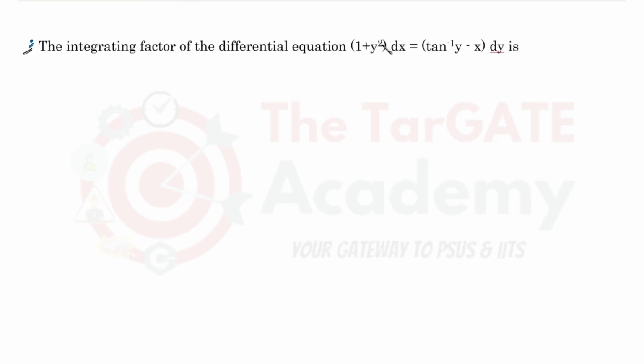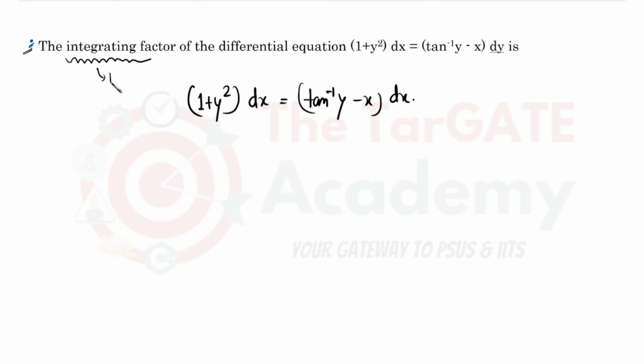So, integrating factor of this. Let me see how much of what I just explained you can solve. So (1 + y²) dx = (tan⁻¹y − x) dx. How will you find out the integrating factor? Definitely this must be a linear differential equation, obviously, right?